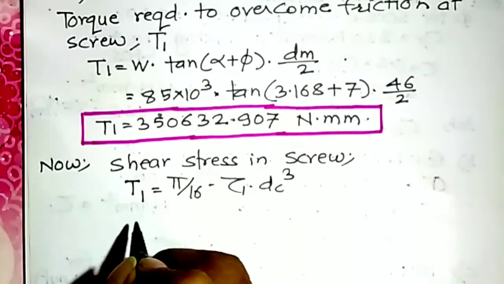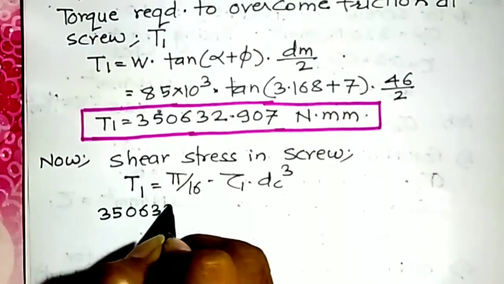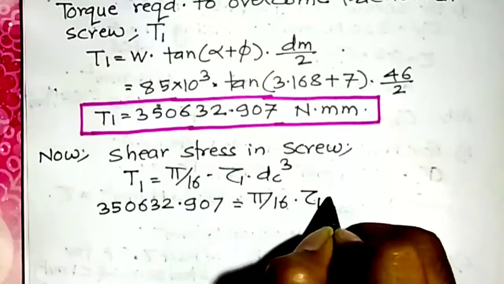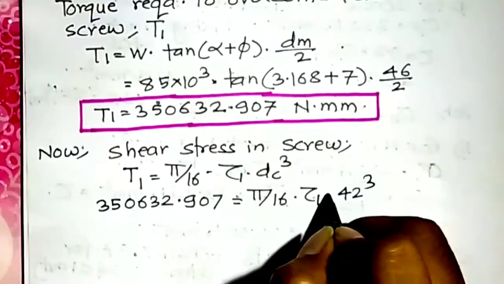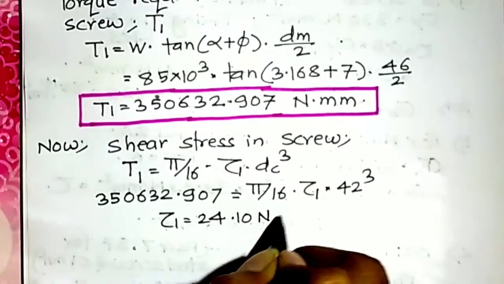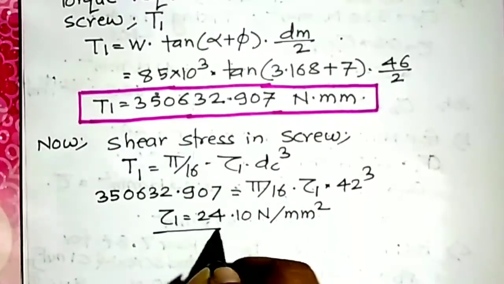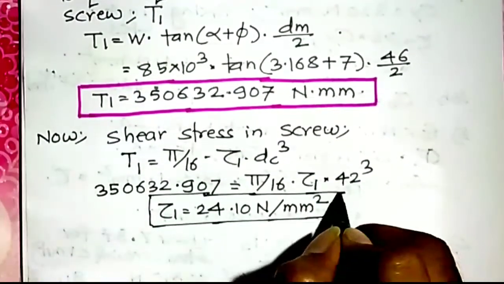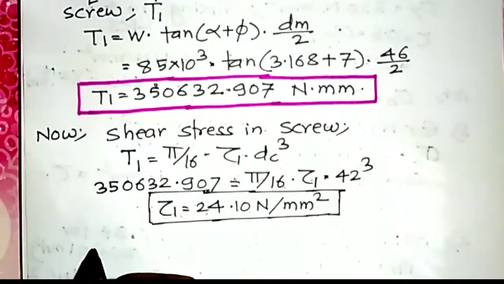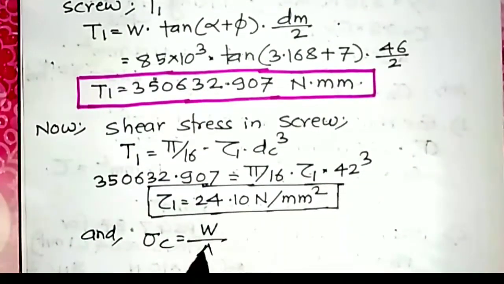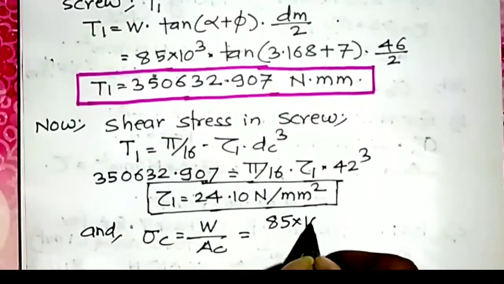Now let us see what are the shear stresses in screw. We know the torque required to overcome friction at screw, T1, is equal to pi by 16 tau 1 dc cube. So this equation can be used to find tau 1 because all other values are known to us. With dc as 42, cubed, tau 1 comes out to be 24.10 Newton per mm square.